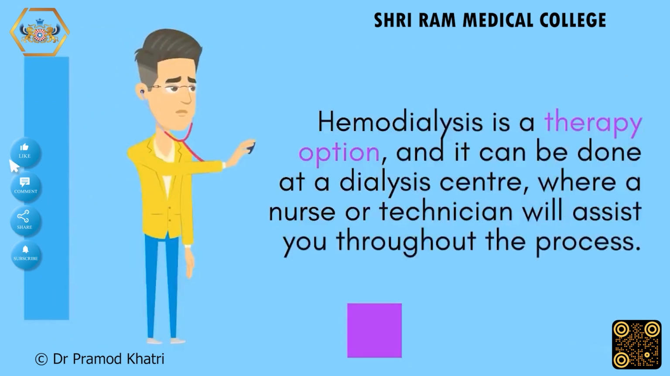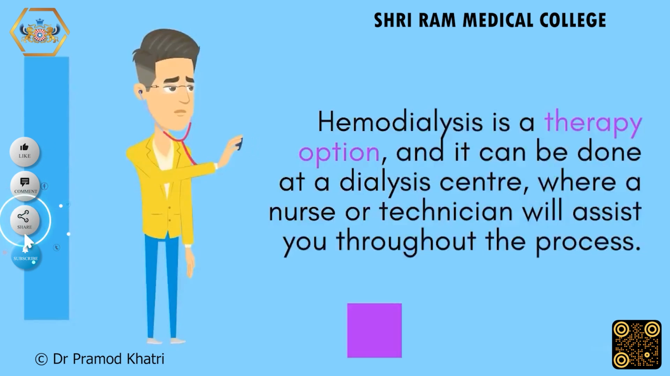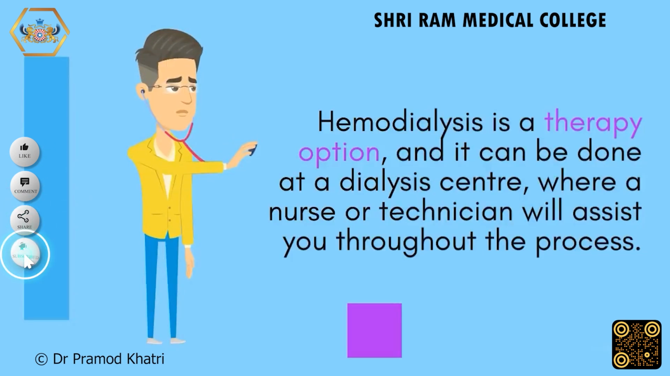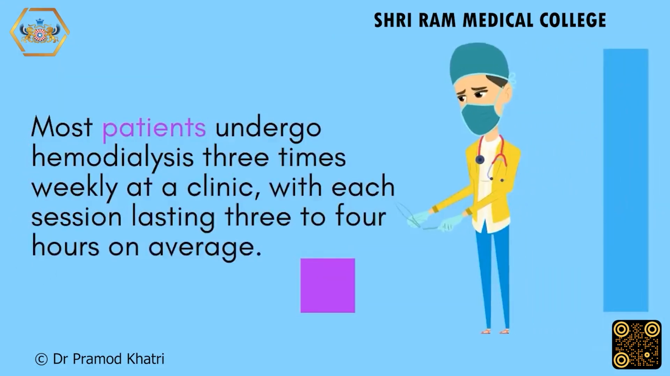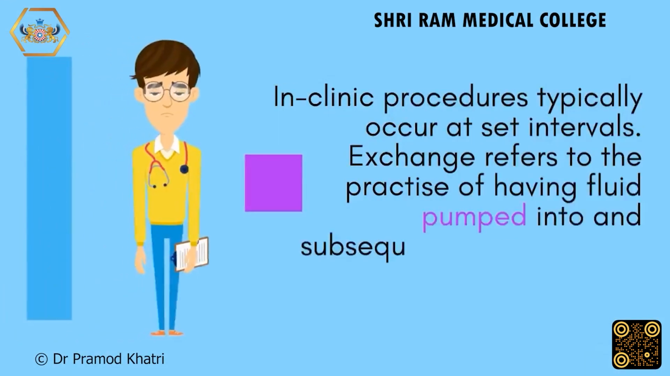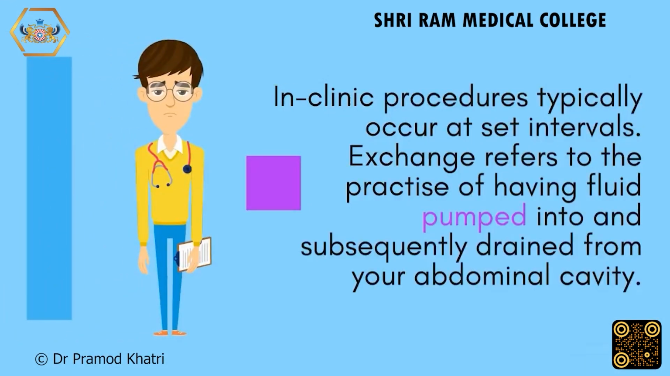Hemodialysis is a therapy option, and it can be done at a dialysis center, where a nurse or technician will assist you throughout the process. Most patients undergo hemodialysis 3 times weekly at a clinic, with each session lasting 3 to 4 hours on average. In-clinic procedures typically occur at set intervals.